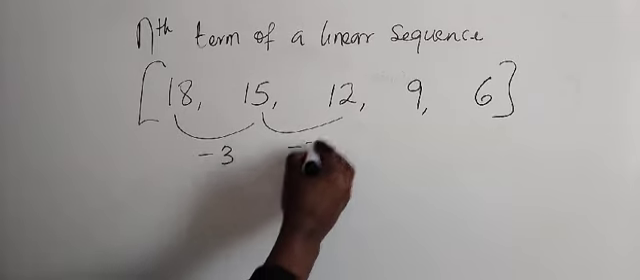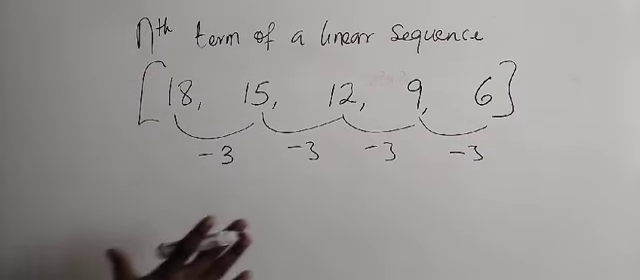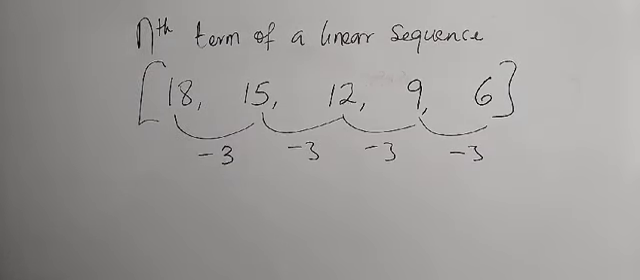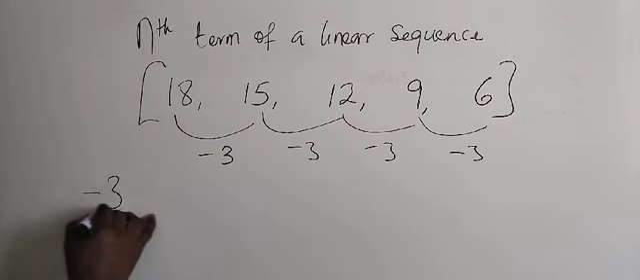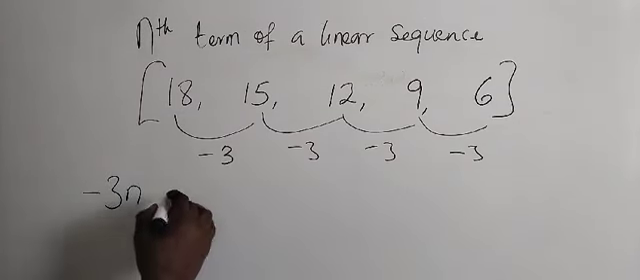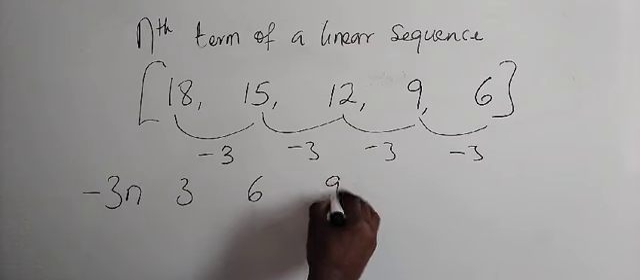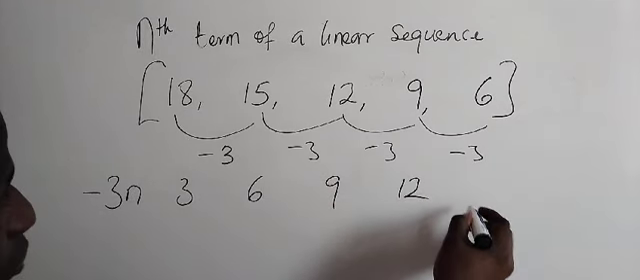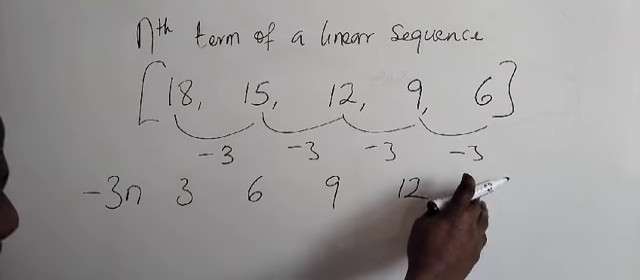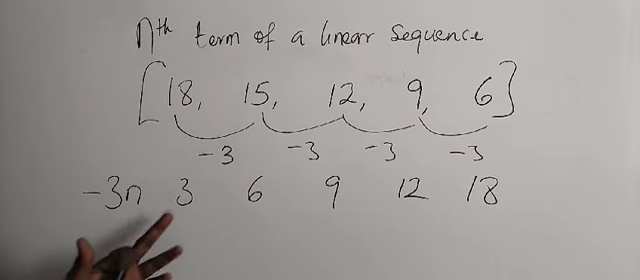It's going down by 3 each time. As you can see, this is a linear sequence because we have a constant difference from term to term. Therefore, we need to check our 3 times table, 3n. 3 times 1 will give us 3, then 6, then 9, then 12, and this will give us 15.